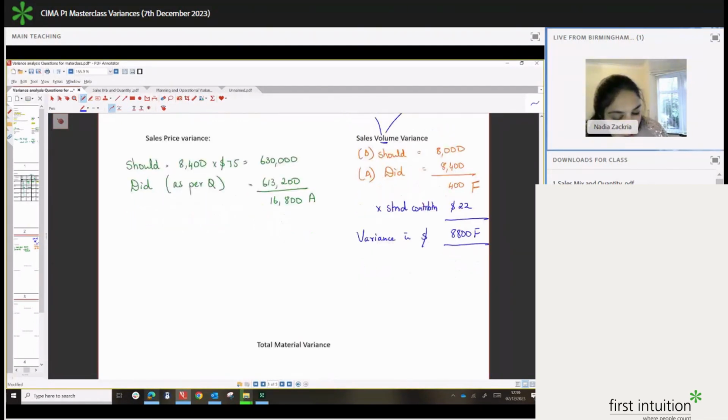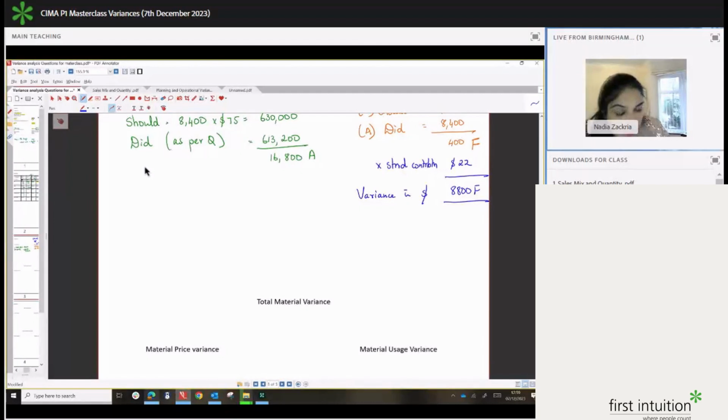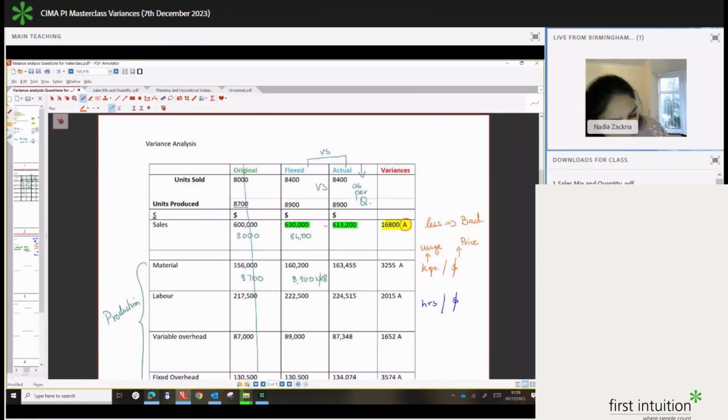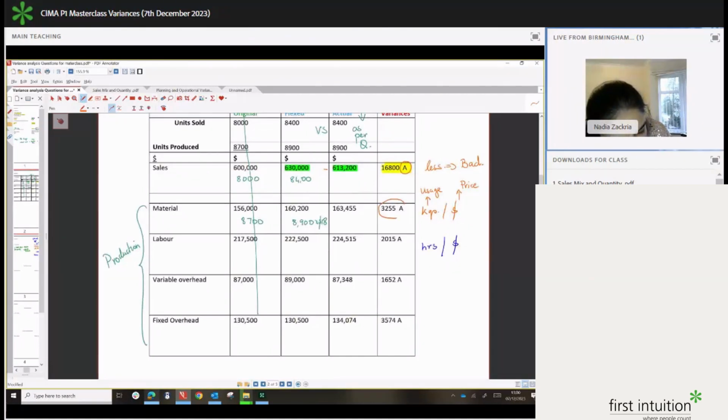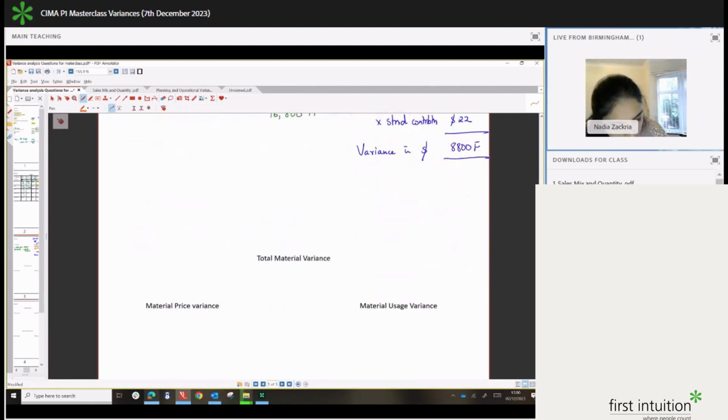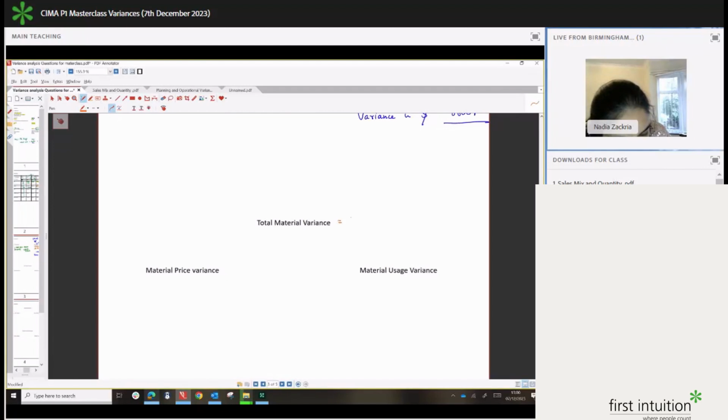Let's have a look at another one, which is material variance. If you have a look here, we've got a total variance of 3,255 adverse. And we want to know why is that adverse. So is it because of our usage or is it because of the price? So let's keep that here. 3,255 adverse.